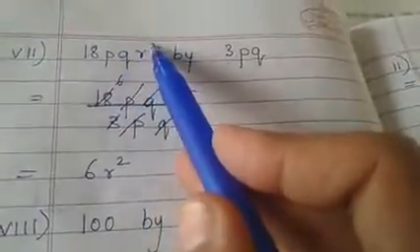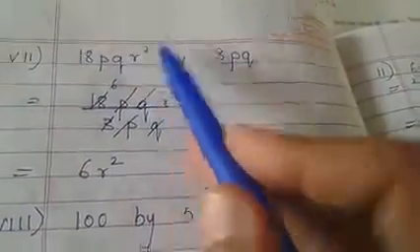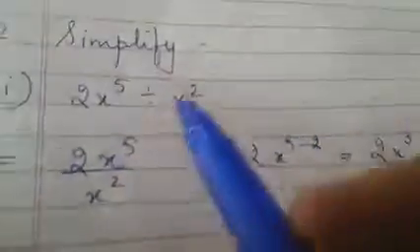Quotient law means when we divide two similar factors, we can subtract their index. Index means power. This is the power, 2 is the power here. Okay, 2 is the index. So you can see here simplification.